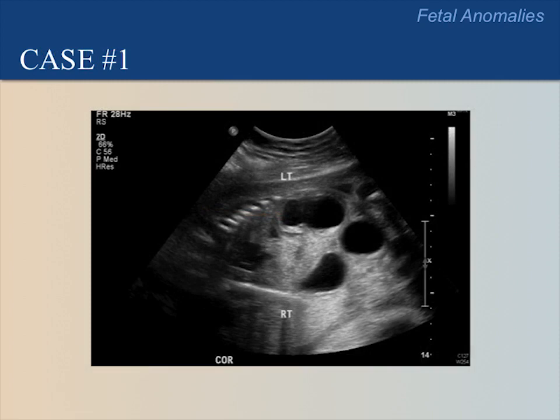Now, let's use what we have learned to study a few cases of blockage within the genitourinary tract. Case number 1. In this image, we can see 4 cystic spaces. What are they? Please pause the video now to ask a volunteer to identify the structures in the image.